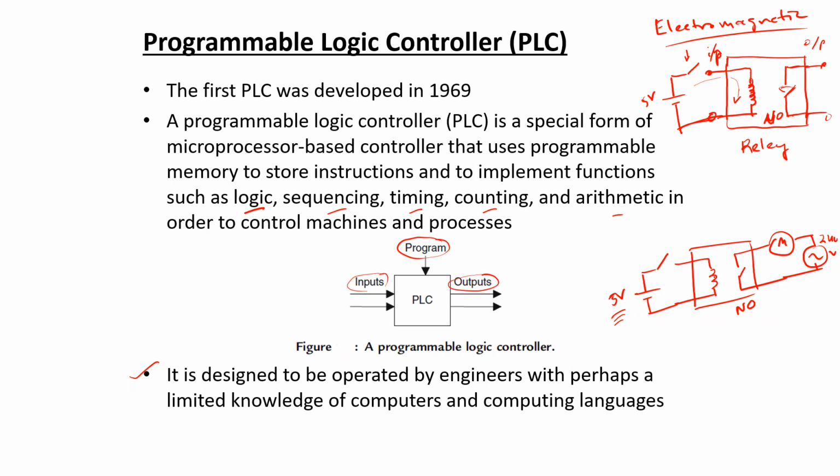So when this coil is going to be energized, this contact on the high voltage side is going to be closed and the motor will operate. So one advantage of using the relays is to ensure isolation between input and output and providing safety for the operator.